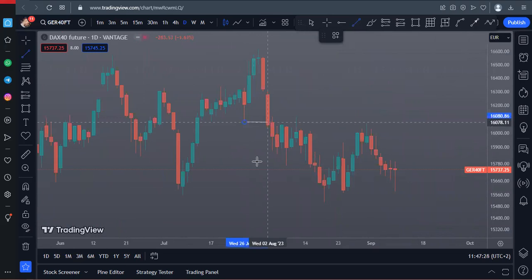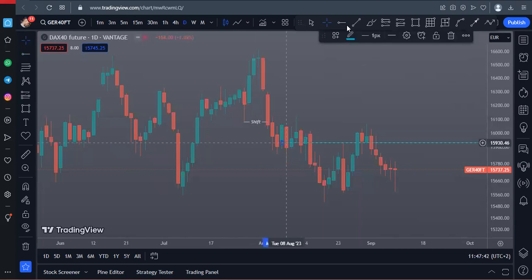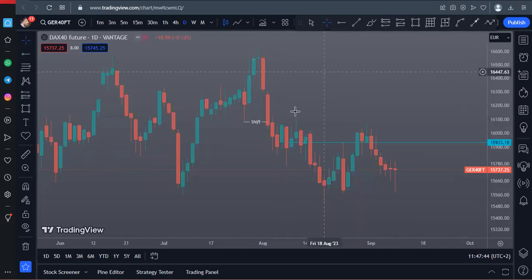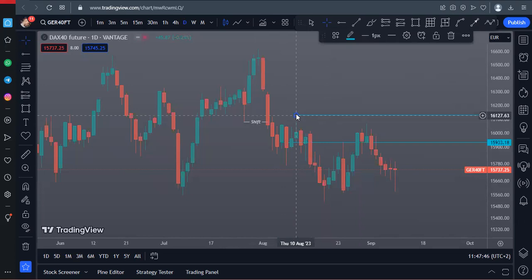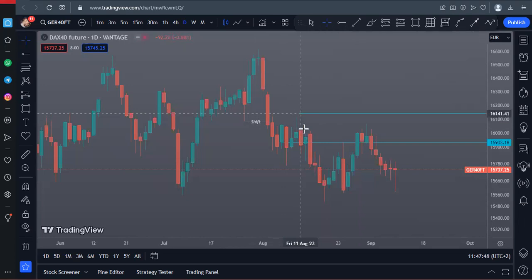This was our shift right here. So when it made this shift, it left what we call an outside formation, which was right here. This was our outside formation. Since we spotted this outside formation, what do we do next? We had to refine, going all the way to the 1 hour time frame.